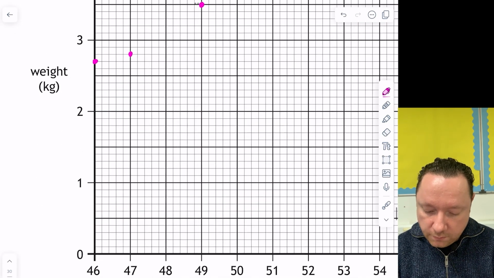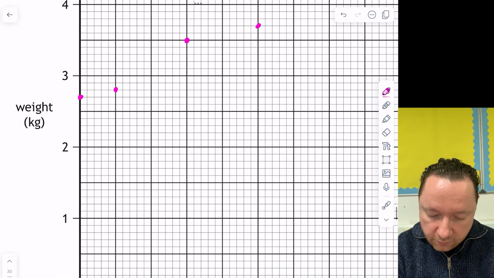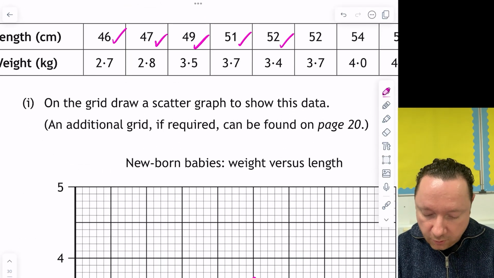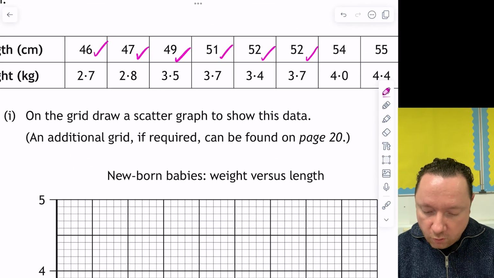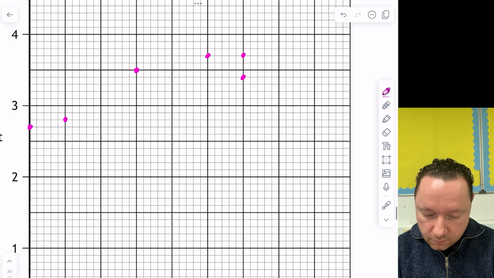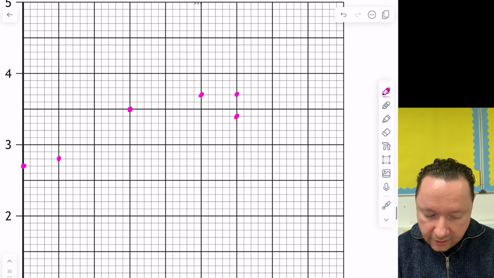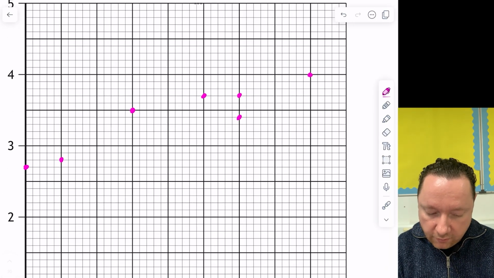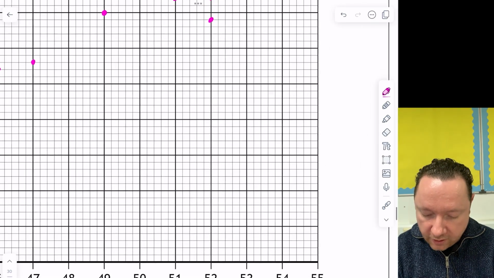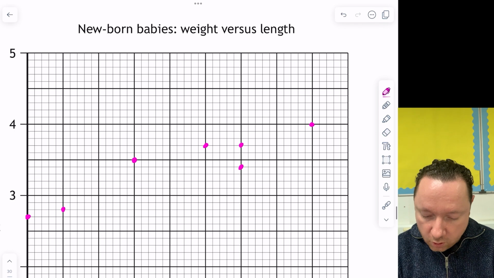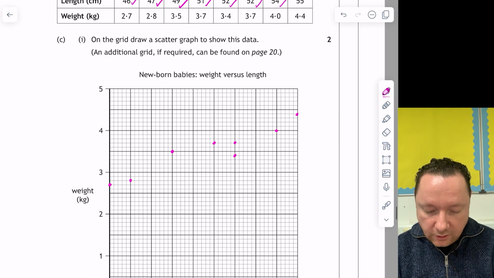52, 3.4. 52 and 3.4 will be there. 52 again, but this time 3.7. So on the same line, 3.7. There it is there. 54 and 4.0. So 54 is the second last one. So there's 4.0 right there. And the last one, 55 and 4.4. 55 is the last place. 4.4, 1, 2, 3, 4. And we get a completed scatter graph like so.